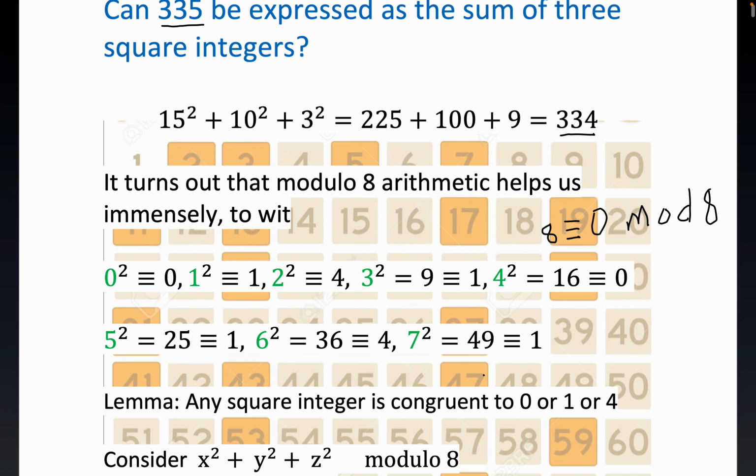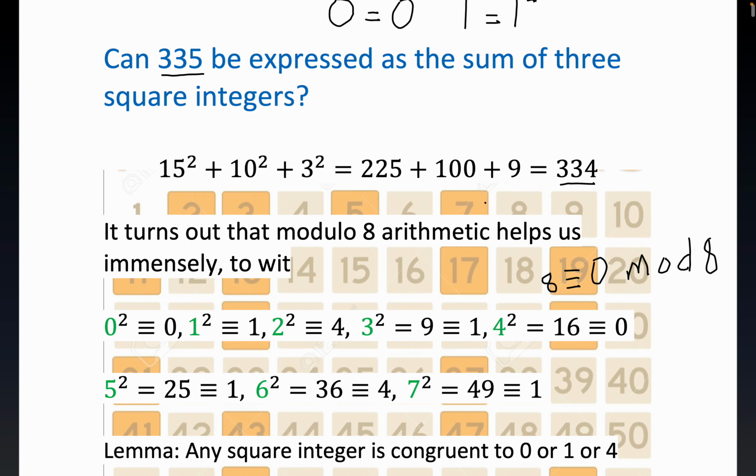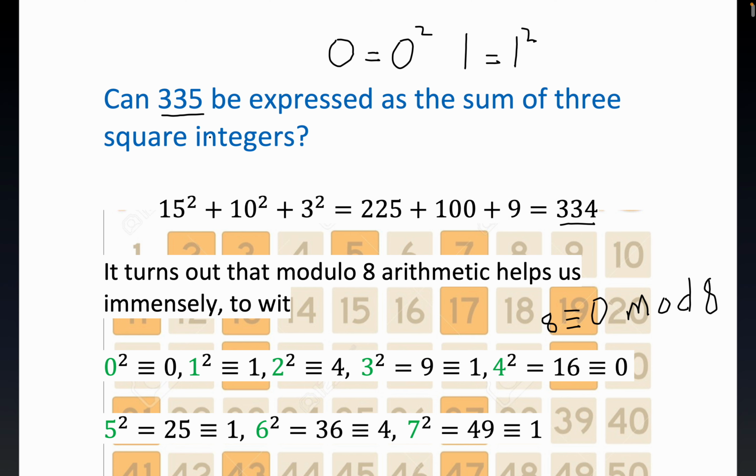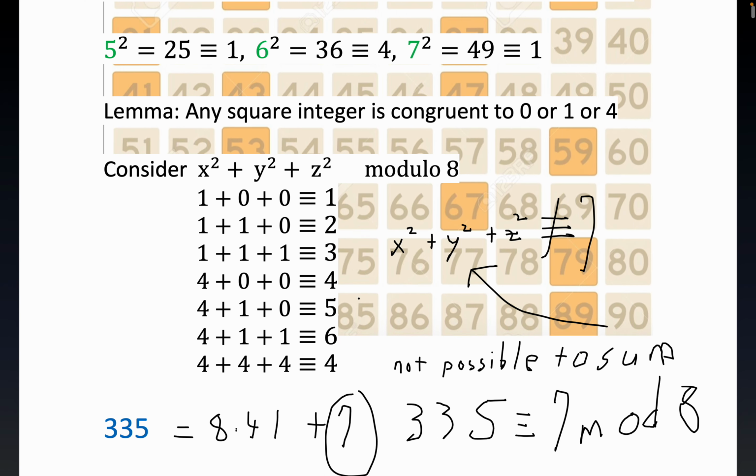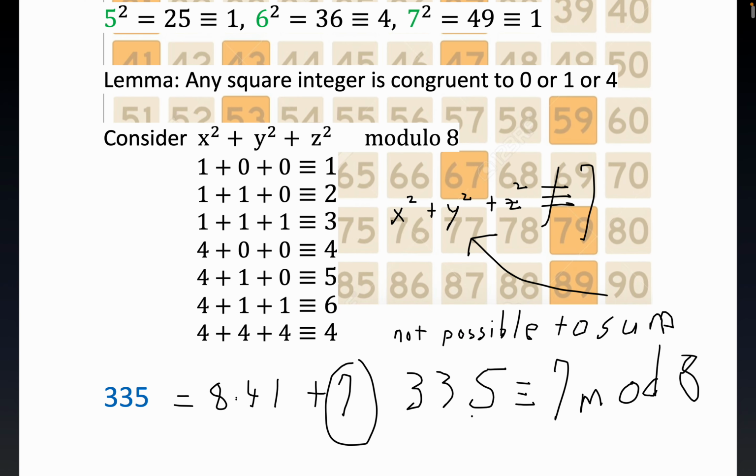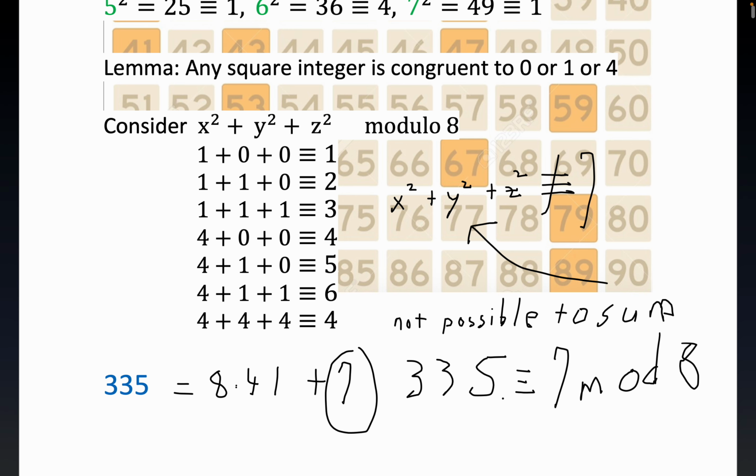And again, notice we got kind of close up here, but it didn't work. It was close. But all of this work proves that 335, or any other number that's congruent to 7 modulo 8, cannot be written as the sum of 3 squares.